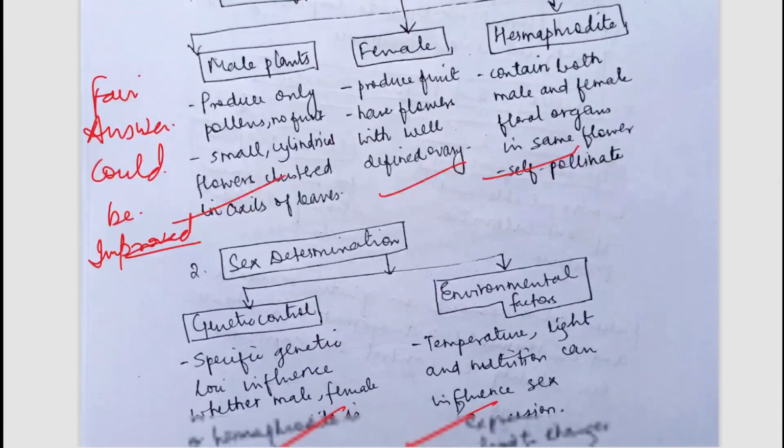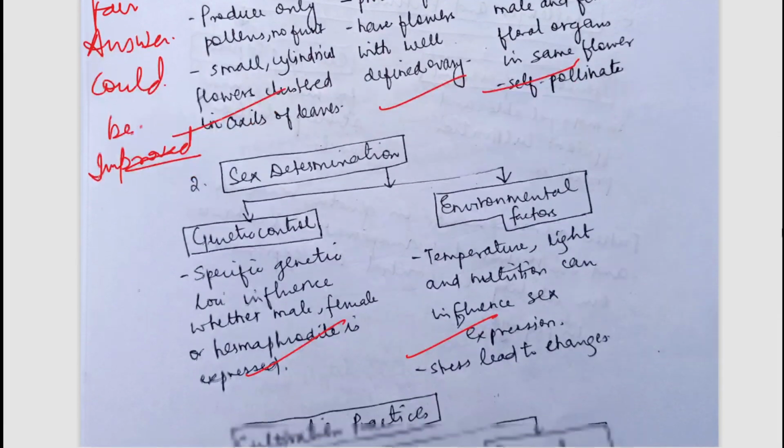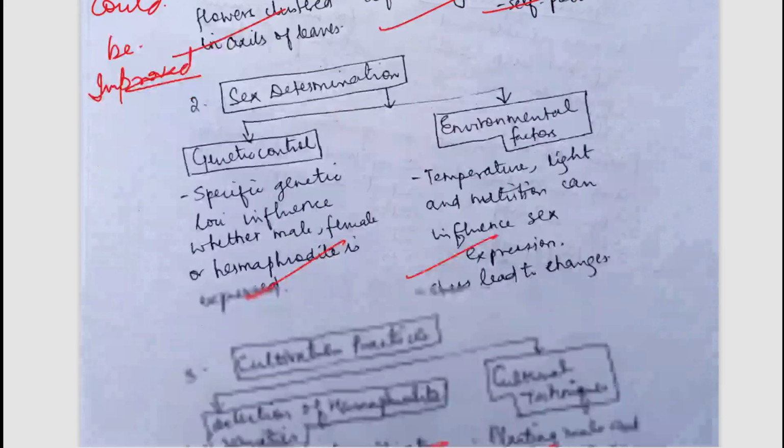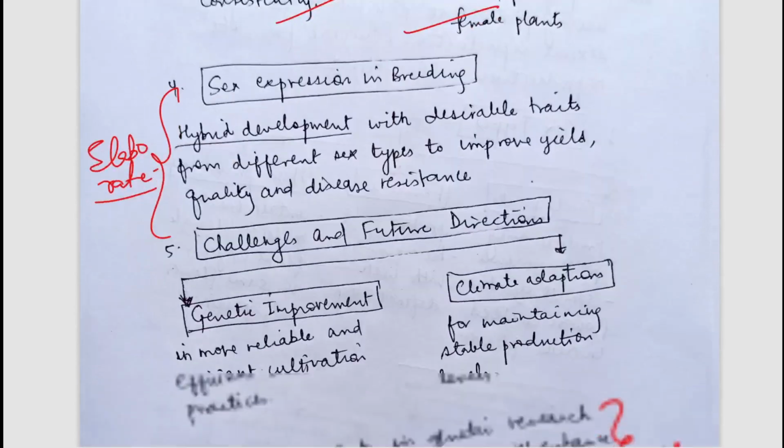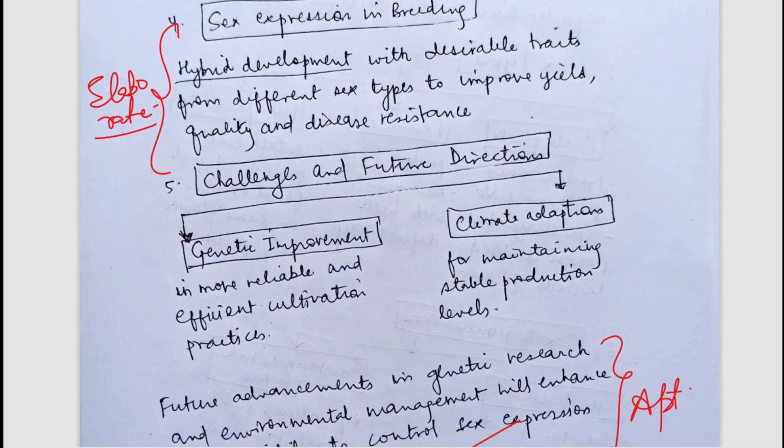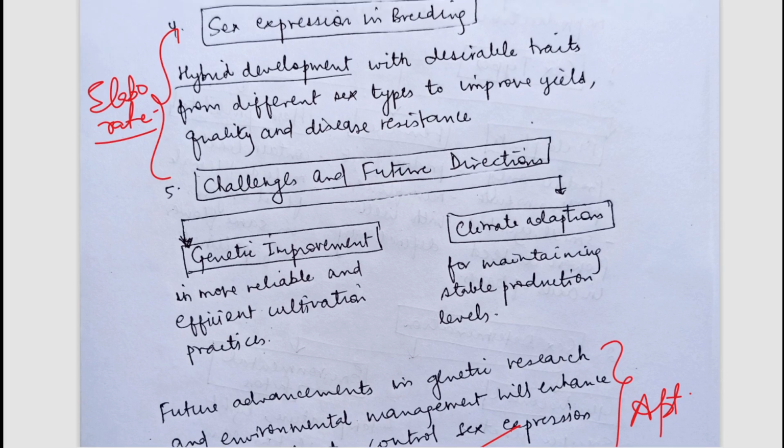Six types have been mentioned. Six determinations have been mentioned. So you can pause and read it if you want to. Cultivation practices have been mentioned. Sex expression in breeding has been mentioned. So, a well written answer. Also, this needs to be elaborated. Okay.